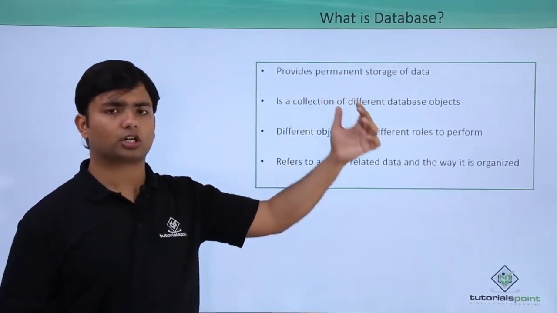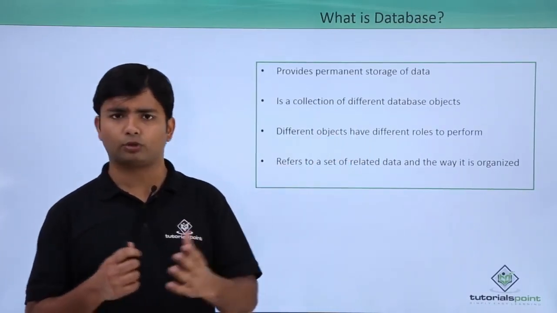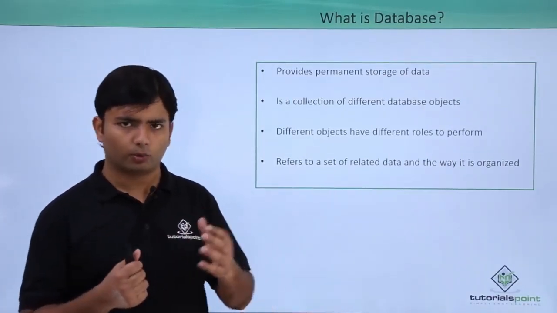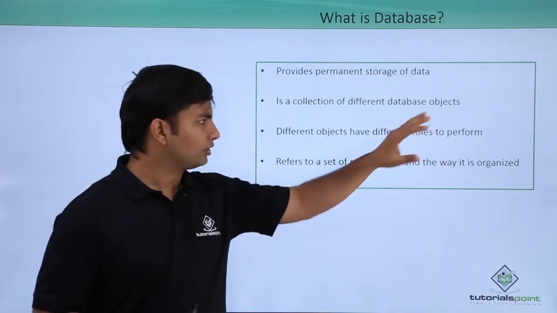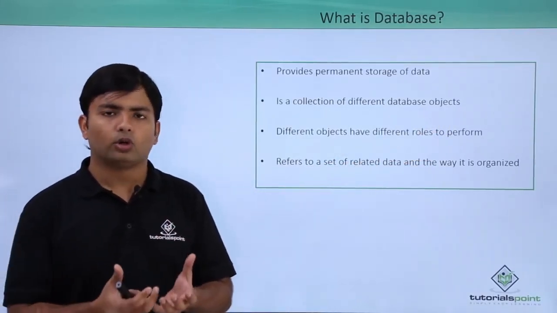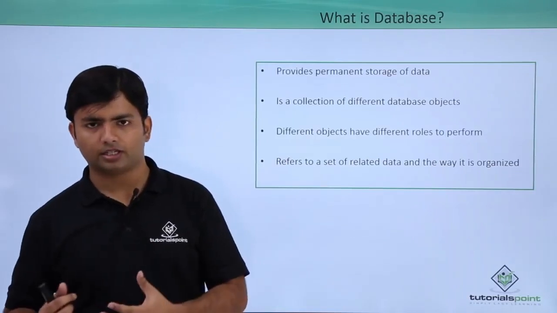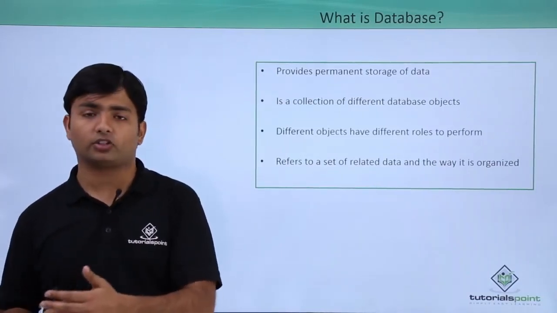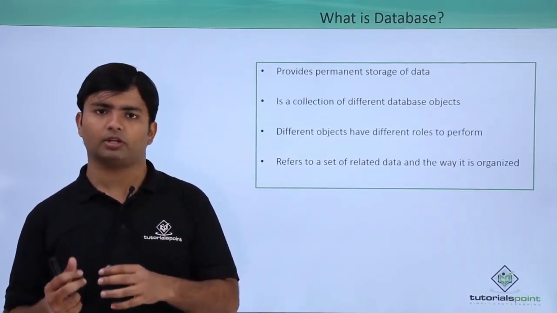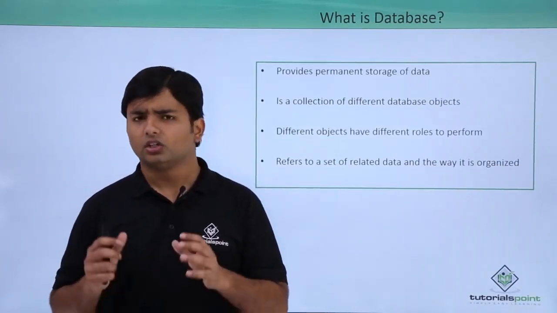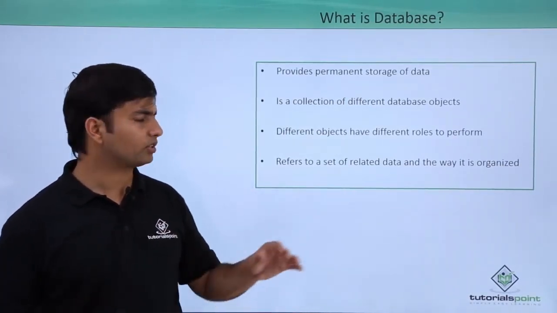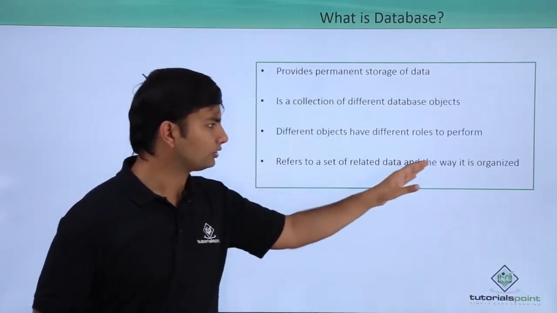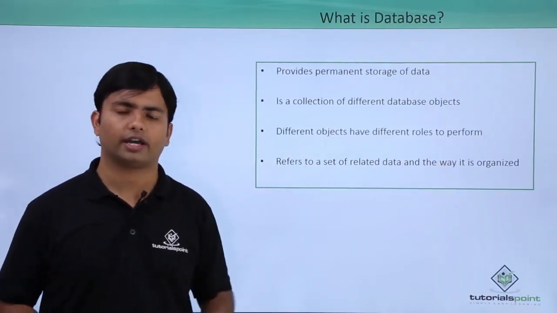Here I just talked about tables. We may also get views, indexes, synonyms, procedures, and functions, which you will find in this video tutorial. Different objects have different roles to perform. A table's goal is to store the data. Similarly, views are used to restrict the data. Triggers may do some validation or take some implicit actions. So basically each and every database object has a different role to perform. A database refers to the related set of data and the way it is organized.